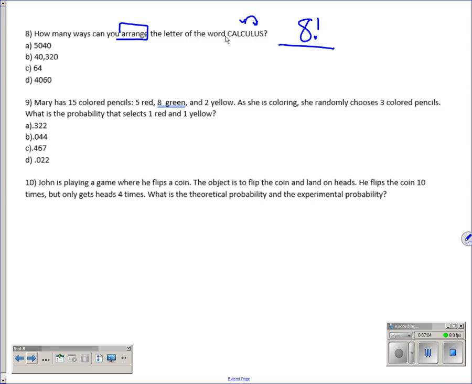So we have to divide out those repeating letters. You look and see there are 2 repeating U's, so I do 2 factorial. There are 2 repeating C's, so I do another 2 factorial. And finally, there are 2 repeating L's, so I do a third 2 factorial. You're dividing out those repeating letters that don't change anything. When I do that in the calculator exactly as it's typed, if you want to put that in parentheses just to be sure, go ahead, I'm getting A, 5040.